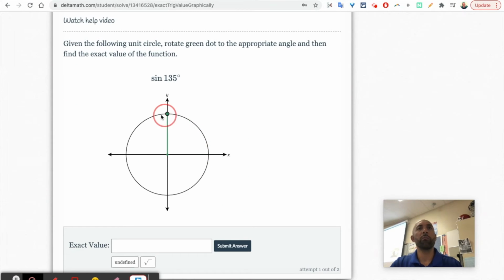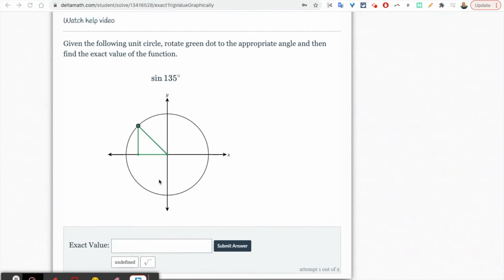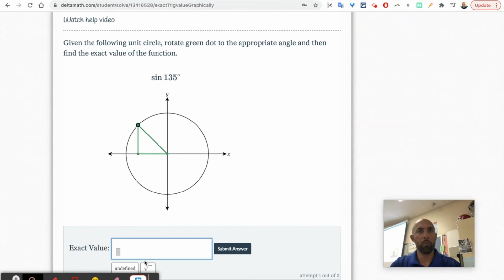So now 135, that's right in the middle between 90 and 180. All right, and then the sine at 135 is the y value this time, and that's the square root of 2 over 2. Square root of 2 over 2.